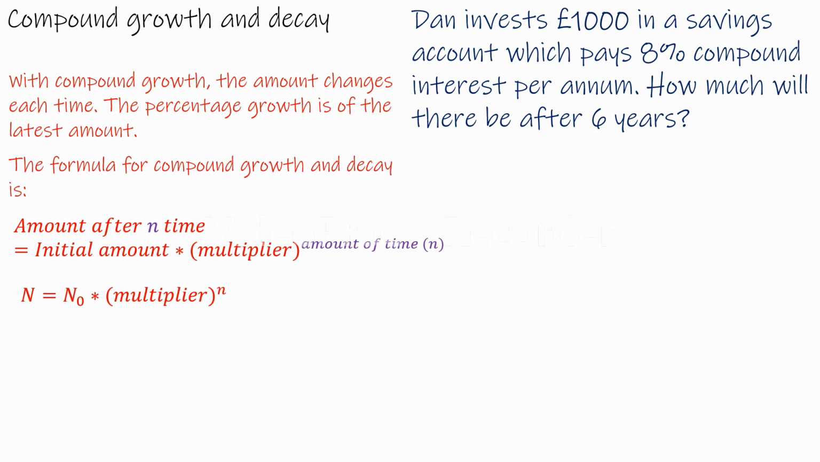Now, we can use this equation with the question on the right by substituting our values in. So the amount after a certain amount of time, which in this case is going to be 6 years, is going to be our initial amount of £1,000 times a multiplier, and here you can see we have 8%, therefore the multiplier is going to be 1.08, as 1,000 times 1.08 will give us 1,000 plus 8%, and then we're going to go to the power of the amount of time, which in this case is 6 years.